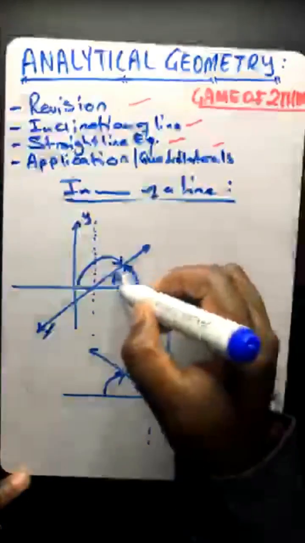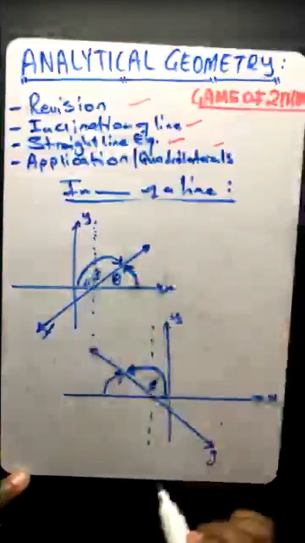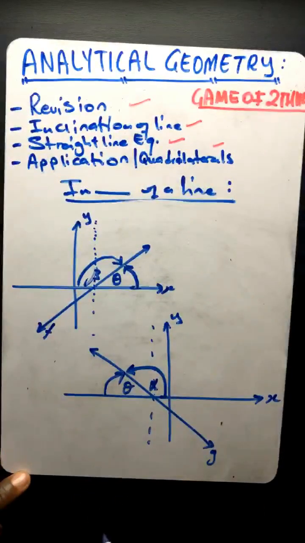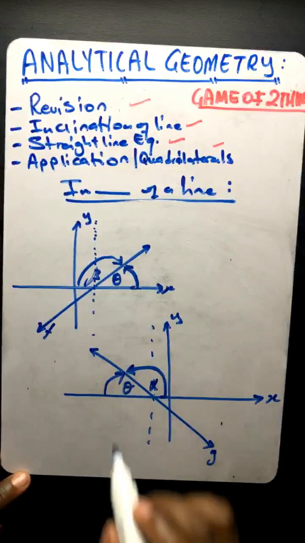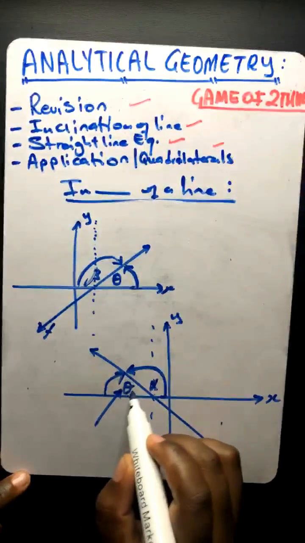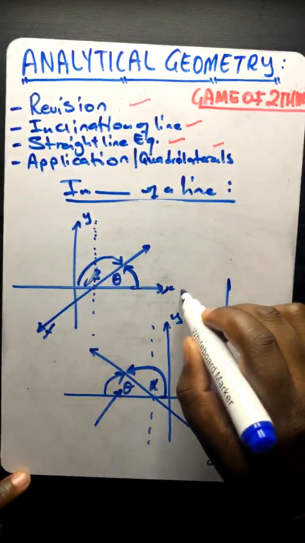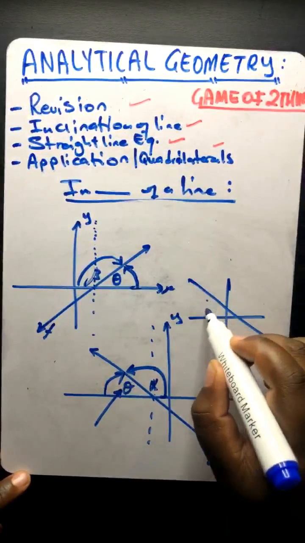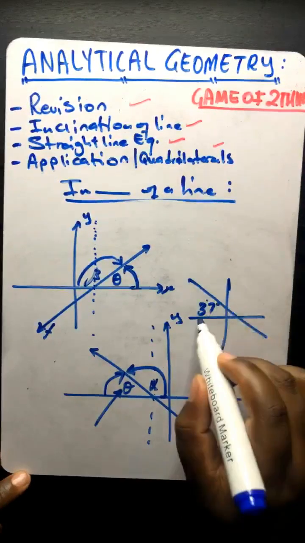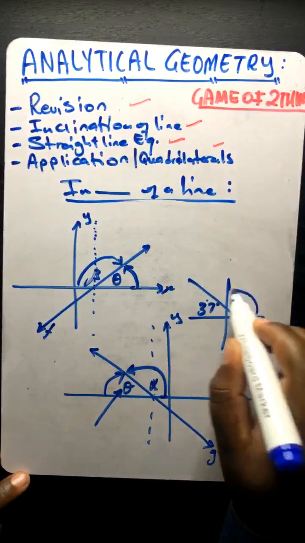That is why sometimes you might be given this being referred to as theta, and then maybe this one as beta, or otherwise alpha, and then this one beta. You just need to be aware that if you are given this one, never regard this as your angle of inclination. So let's say, for example, for some other reason, you are given something similar to that. Let's say they are saying this is 37 degrees. This is not the angle of inclination. Angle of inclination is this one.